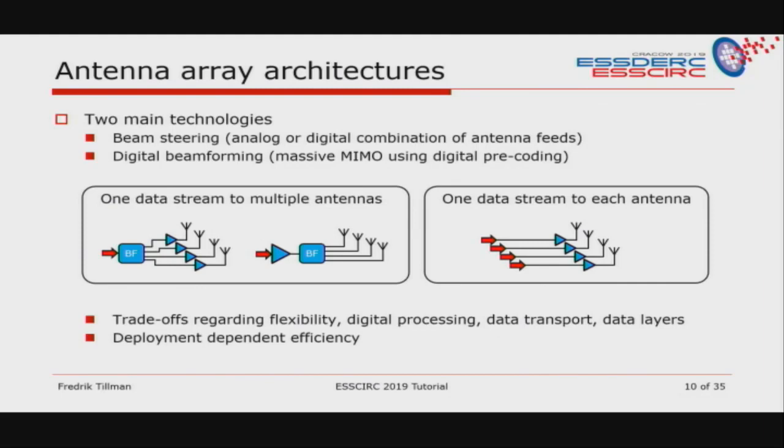Now, the trade-off here is quite obvious. In one case, you're sending a data stream, and then you phase align, and then you ship power in the room. In the other case, you need to have a lot of digital streams in parallel, because they all send, let's say, information to each specific antenna port instead. So it's a trade-off between flexibility, what kind of digital processing you have. The data transport is super critical for these systems, because you consume a lot of power when you ship this amount of data. And of course, how many data layers you need to support. So there are trade-offs here.